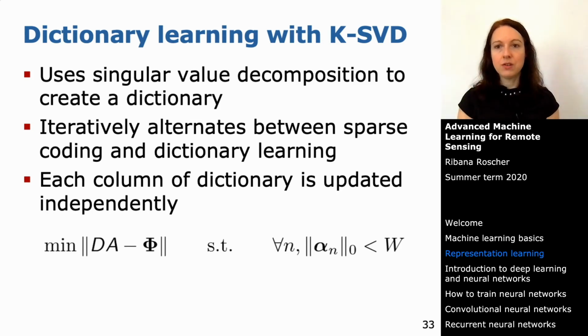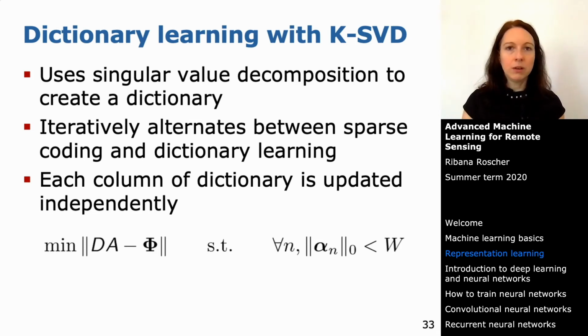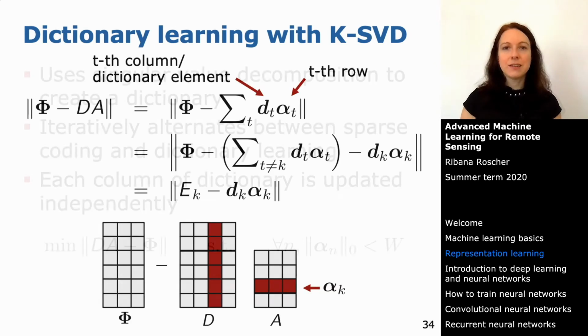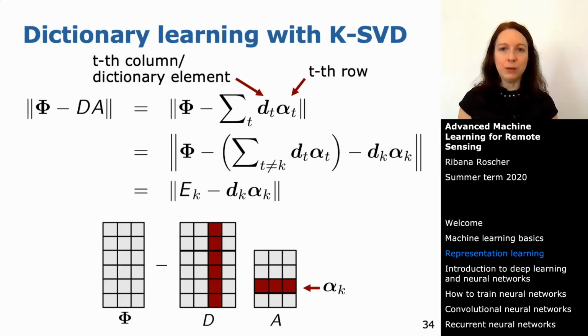And it's not that you update the dictionary all at once. You have a look at each dictionary element independently. So again, we will work with the equation given below. You saw the equation before. You have an approximation D alpha, which is the current approximation. Phi are your signals, and we work again with the zero norm, so we restrict the number of elements to W in the activation vector.